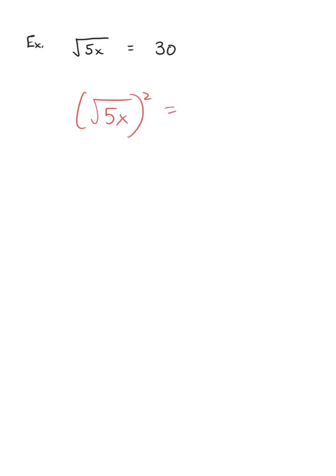We're going to square both sides, because that's how I get rid of a square root. So when I do that, on the left side, I am left with 5x. Now, 30 squared is 900. And when I divide both sides by 5, I get 180.